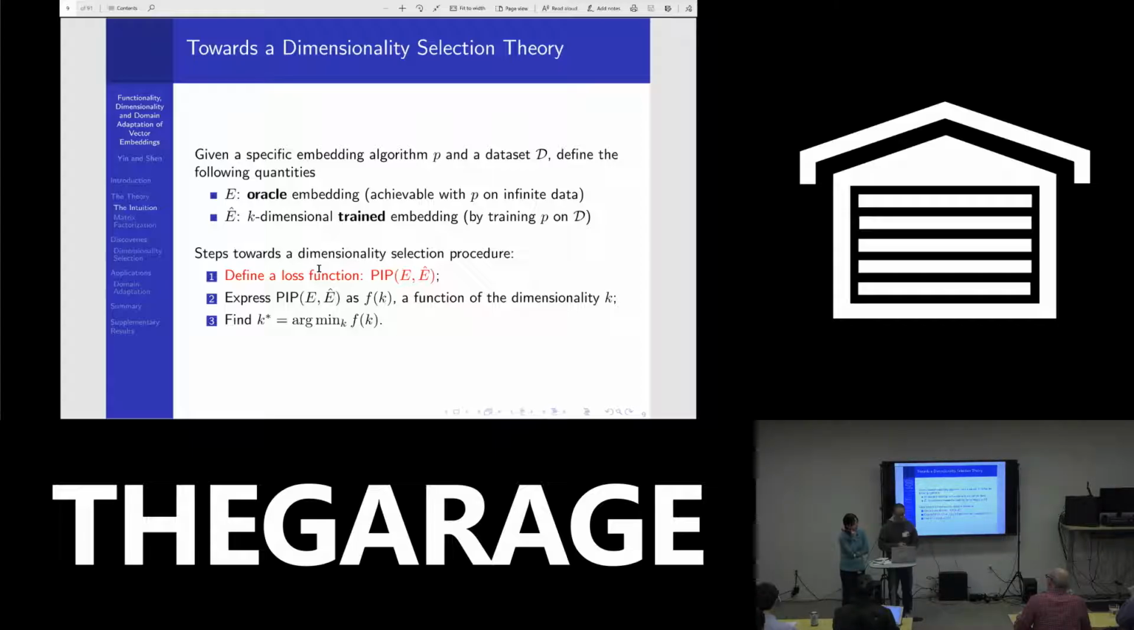Essentially, there are two things missing here. One is that there is no proper loss function between word embeddings, and that's our first contribution. We proposed the pairwise inner product, or the p-loss. Secondly, we were able to express the loss between the oracle and training embedding as an explicit bias-variance decomposition, so that we can find a balance between bias and variance. I also want to make the point that this oracle embedding is specific to a word embedding algorithm that the original embedding algorithm is aimed to achieve.